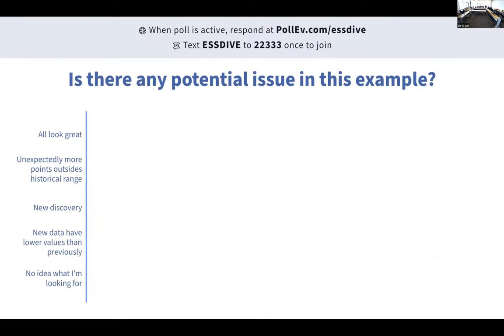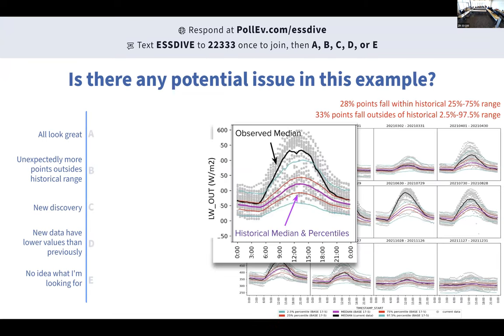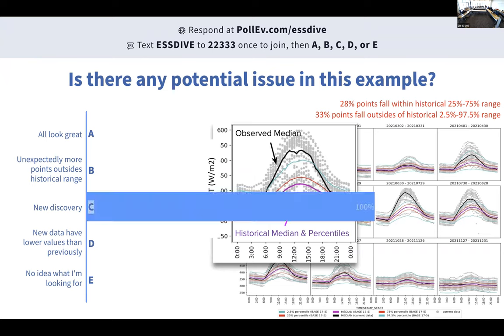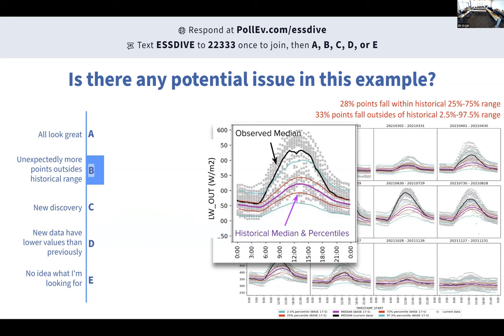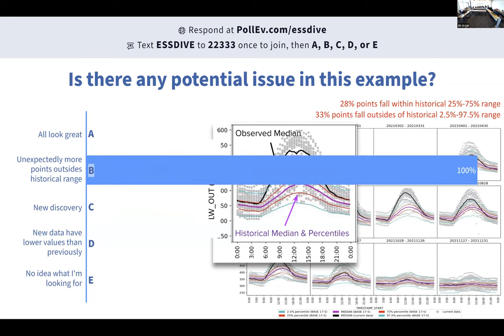Okay, some exercise. In this example, this is outgoing longwave radiation, and I zoomed in a little on the figure. All the gray dots are the observations for this year, and the black line is the median for last year compared to the previous record. I didn't mention that the colored lines are the median and the 25% to 75% range, and I think the outer one is 95% of the previous data.